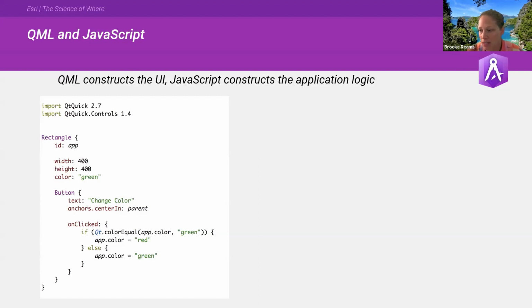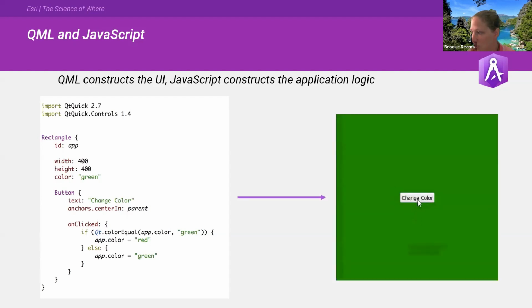And when the button is clicked, there's JavaScript code. In QML, it's called a signal. So we have a signal handler called onClicked, and that's where we have our JavaScript code. We have a condition to check what is the color of the rectangle. If it's green, change it to red, and if it's not green, change it to green. And just like Erwin showed in the app, this is how that code snippet looks if you were to run it.